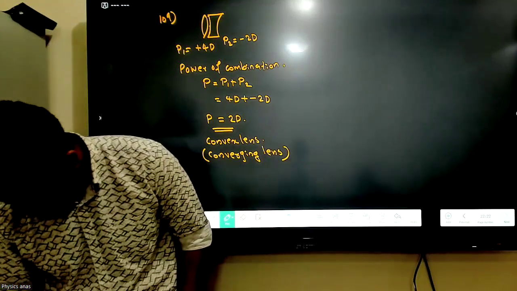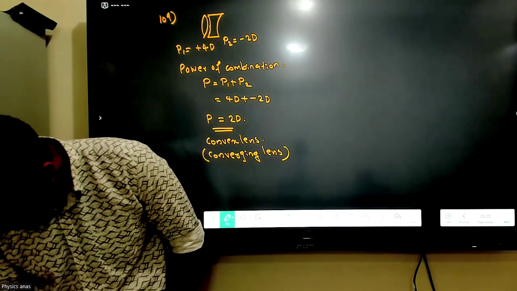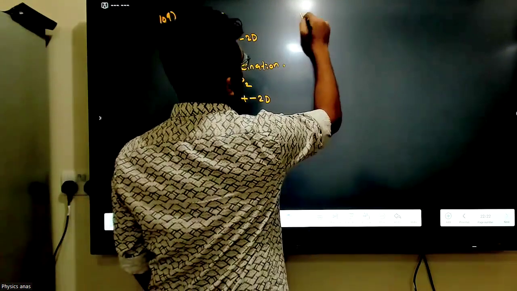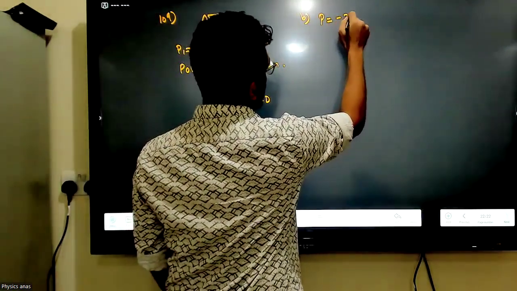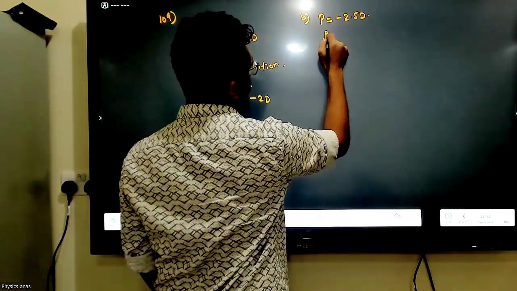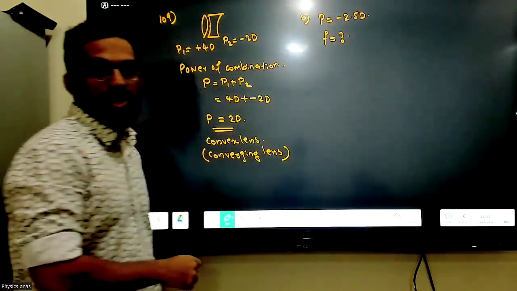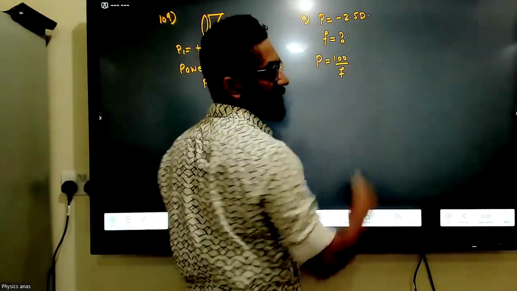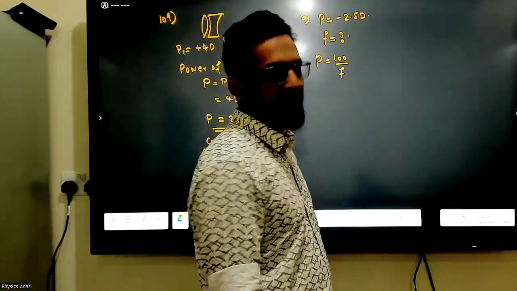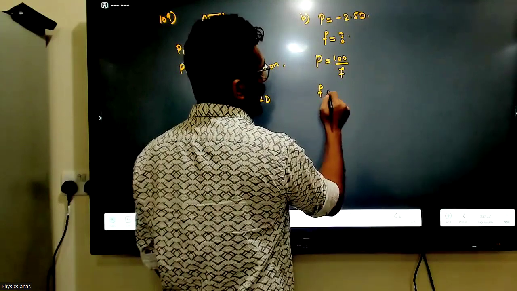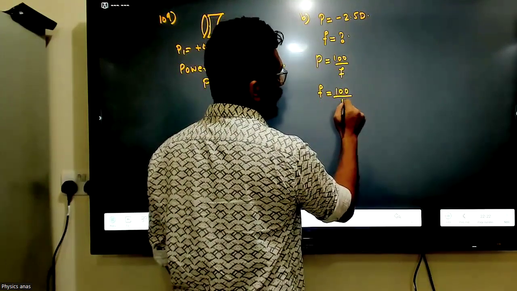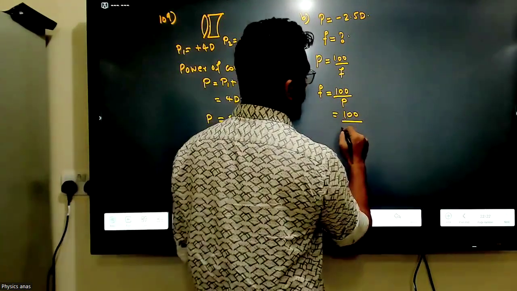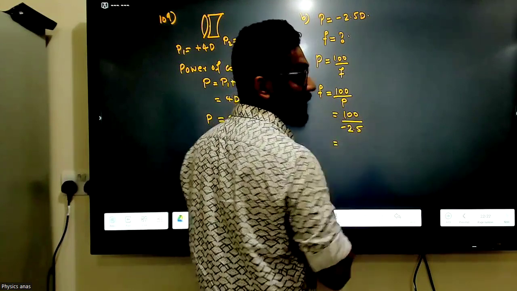Then what is the second one? Calculate the focal length of a lens of power minus 2.5D. The power is given as minus 2.5D. You have to calculate the focal length. What is the equation? P is equal to 100 divided by f. You can find it in centimeter, no problem. Then you have to find f. You can bring this f to the other side, 100 divided by P. What is P? Minus 2.5.